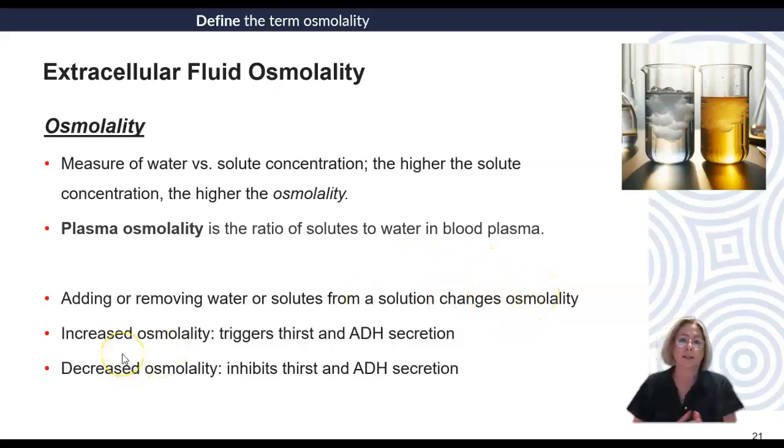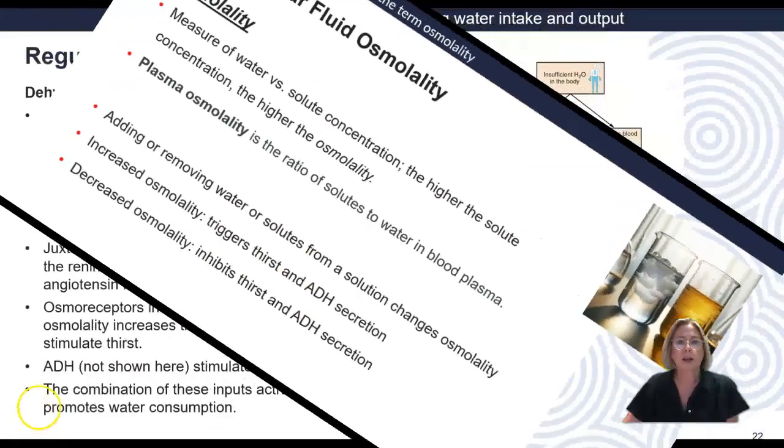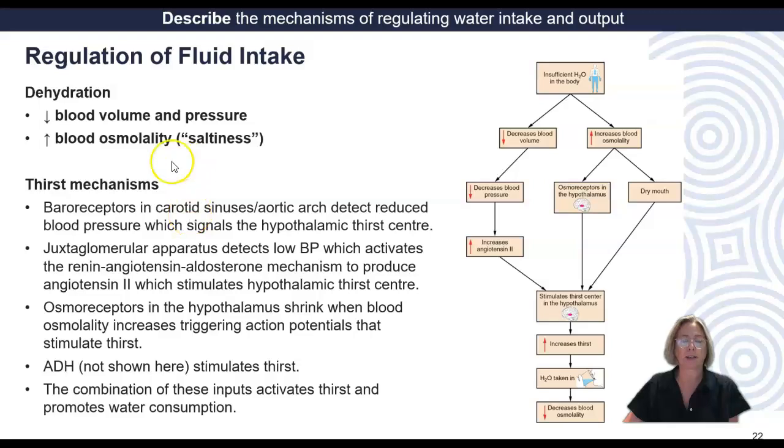When a solution has increased osmolality, that's going to trigger the thirst sensation and also antidiuretic hormone secretion. And decreased osmolality then will inhibit thirst and antidiuretic hormone secretion. So let's have a look at the mechanisms of the thirst sensation. So we've got a trigger, dehydration, right? Dehydration, loss of water from the extracellular fluid, is going to decrease your blood volume and your blood pressure.